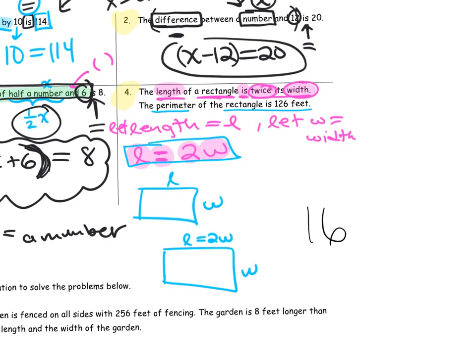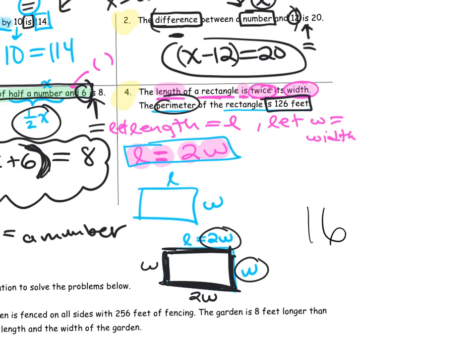So perimeter, you guys need to know, perimeter means you add up all the sides. Are there just 2 sides here? No, there are 4. In a rectangle, those opposite sides are parallel. So if this is 2W, this is 2W. And if this is W, this is W. So the perimeter is 126 feet, so I'm going to add it up to 126. So I have 2W plus W plus 2W plus W.